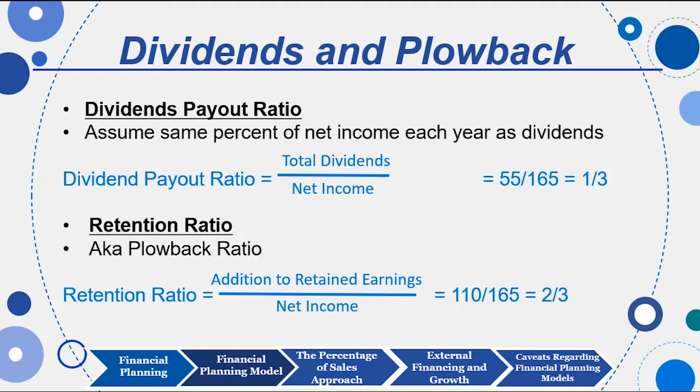So my dividend payout ratio in year one and year two was 1/3, and my retention ratio was 2/3. So of that net income pie, I gave away 1/3, and I kept 2/3, both in actual and in forecast.